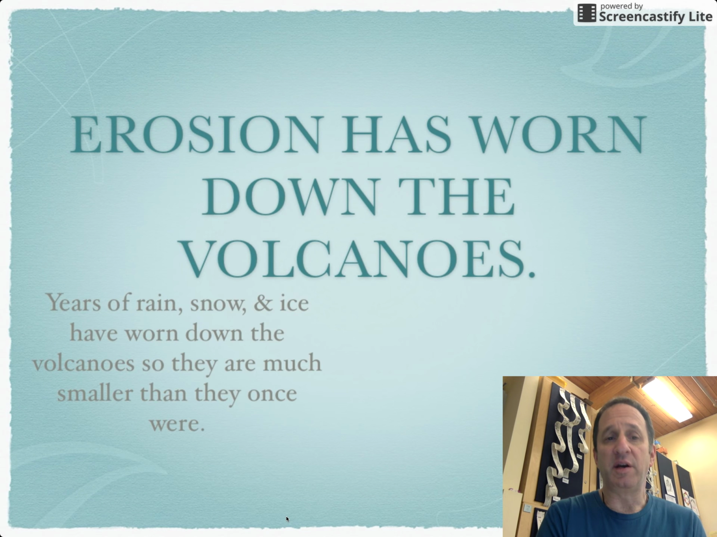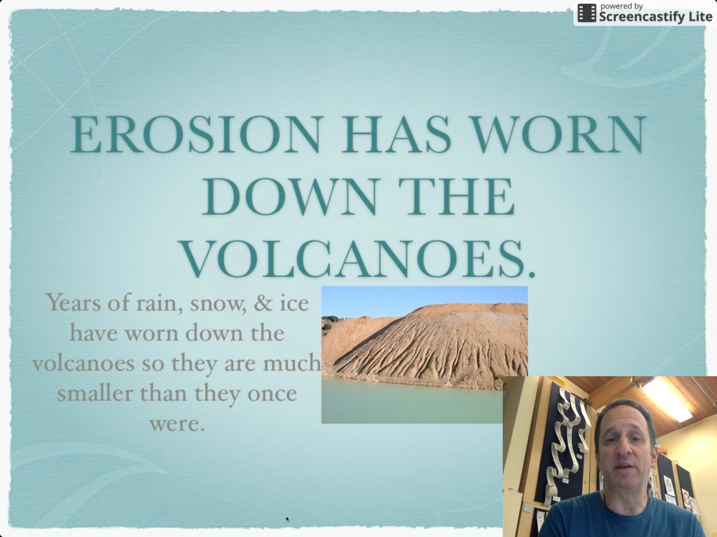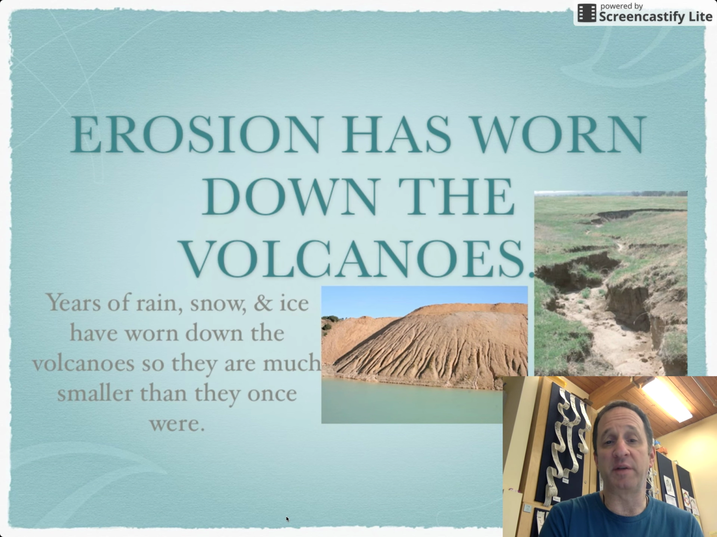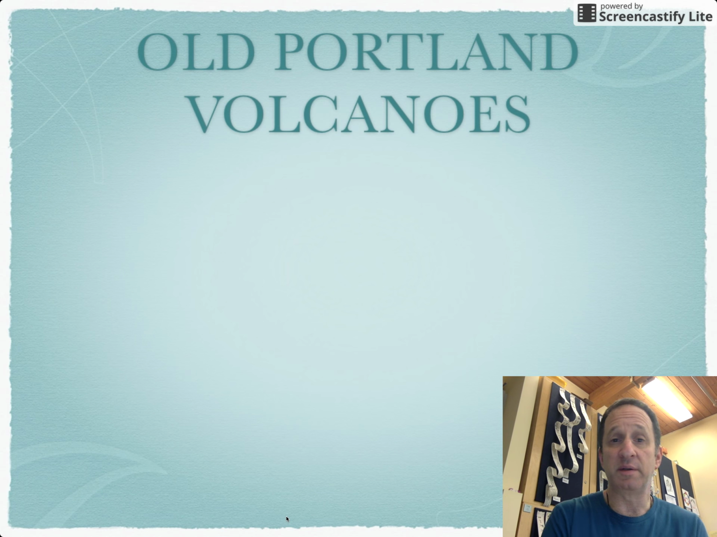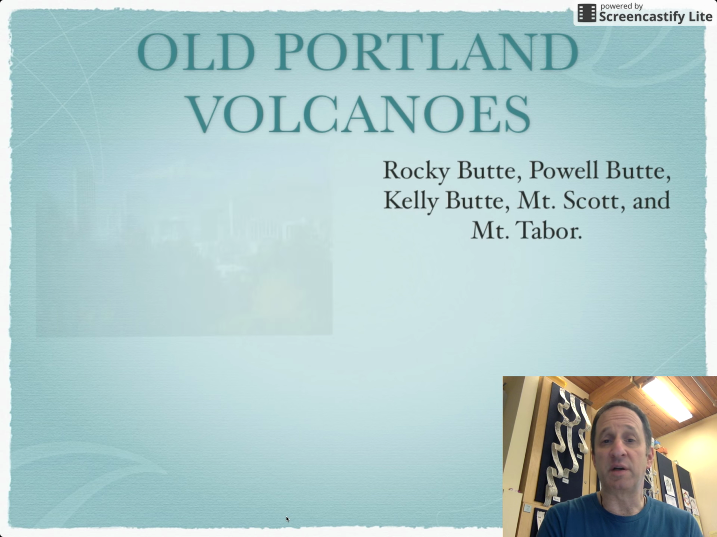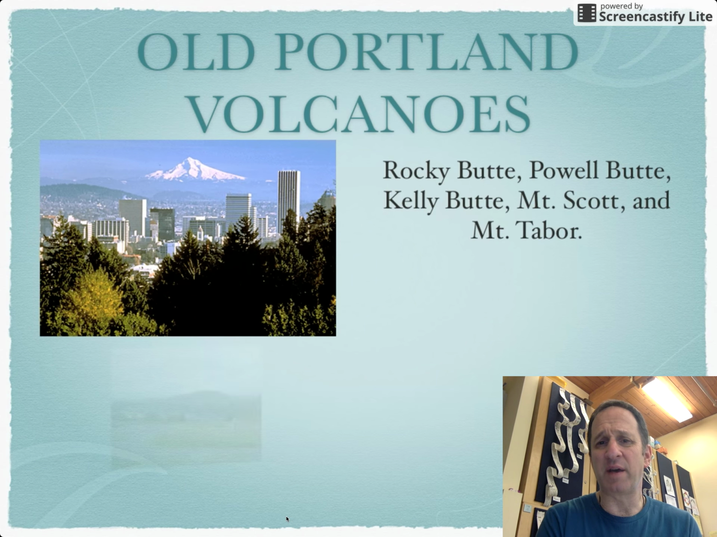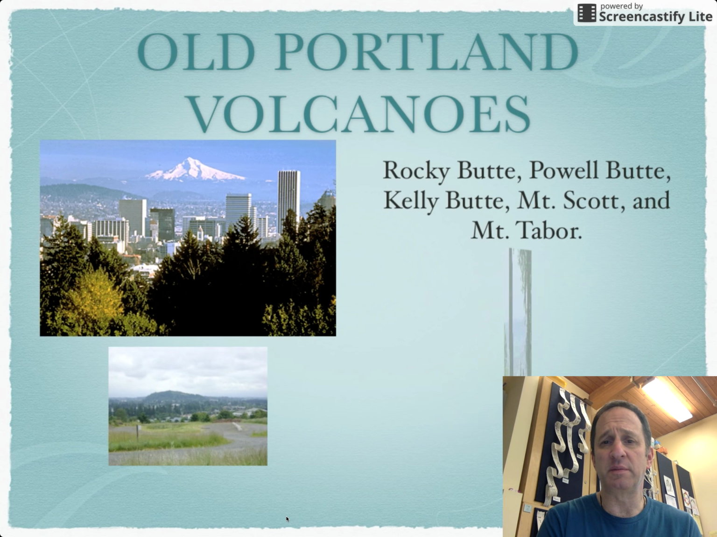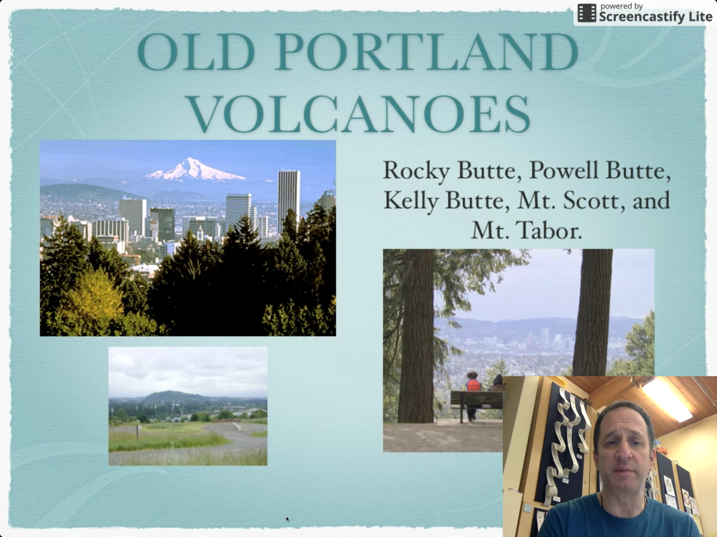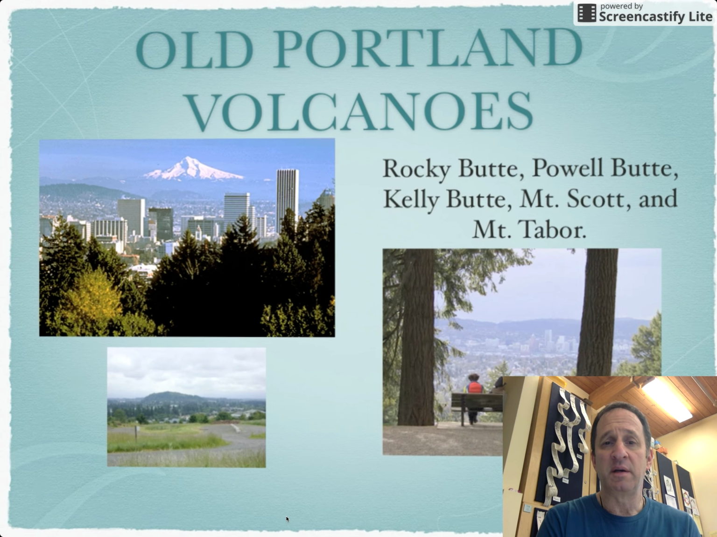Now, the hills that were volcanoes are very small now. That's because they've been worn down by years and years of rain and snow and ice, otherwise known as erosion. Those volcanoes are in the east part of town: Rocky Butte, Powell Butte, Kelly Butte, Mount Scott, Mount Tabor. You may have been to some of these. These are all old volcanoes.